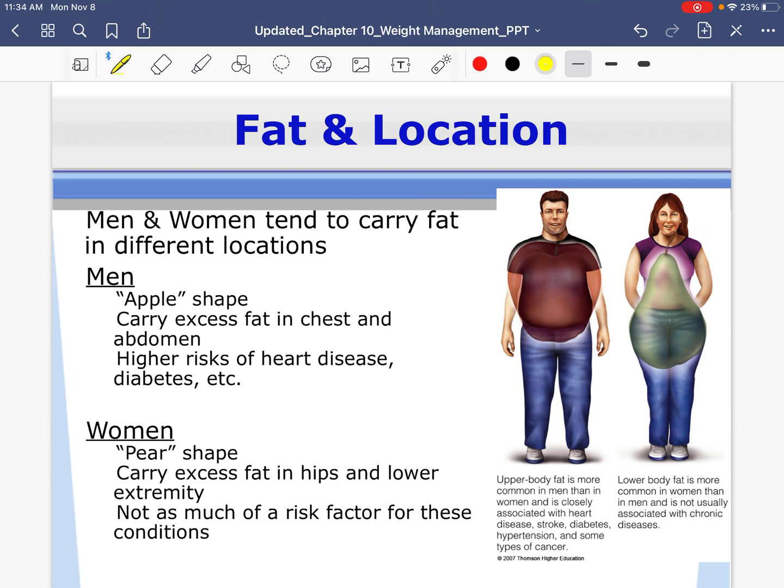This is what I'd like you to know, and I think a lot of you already know this, but men and women store weight differently. Men tend to store more of their fat mass.